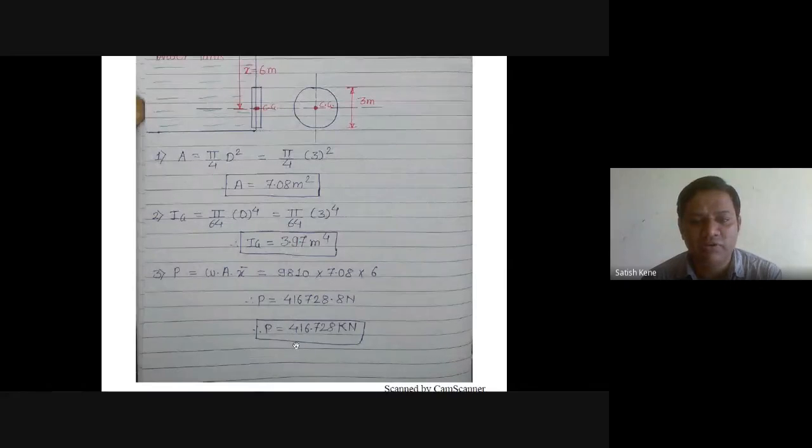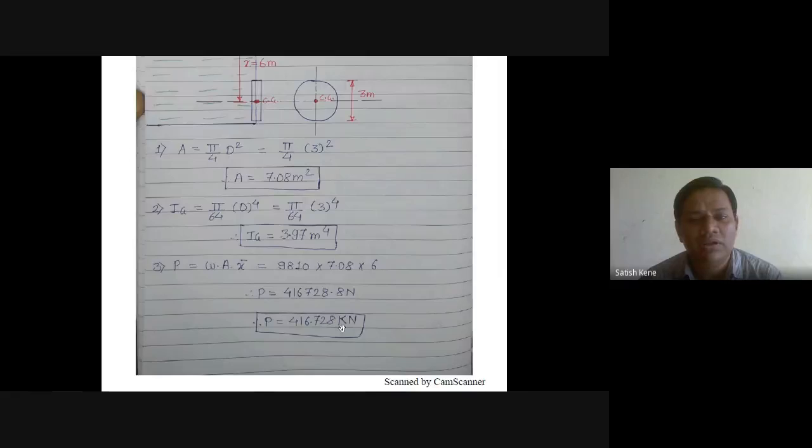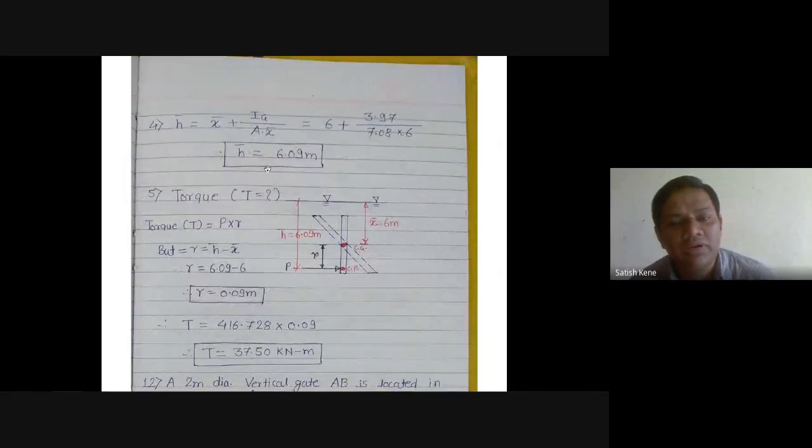This is P is equal to 416.728 kilonewton. This is the position of H bar, means position of total hydrostatic pressure force, 6.09 meter, and lastly our answer is torque is equal to 37.50 kilonewton meter.